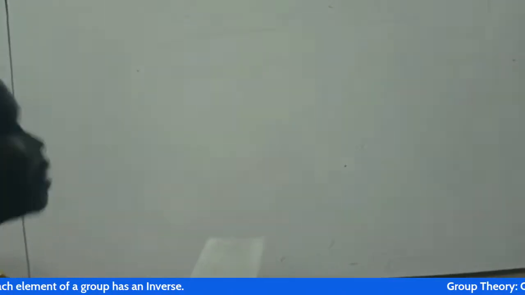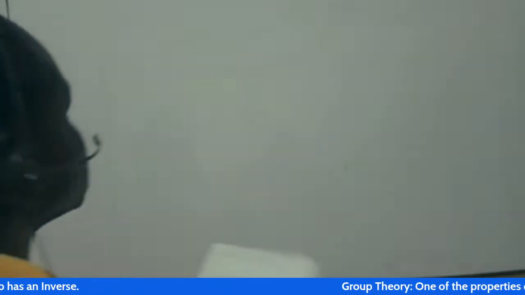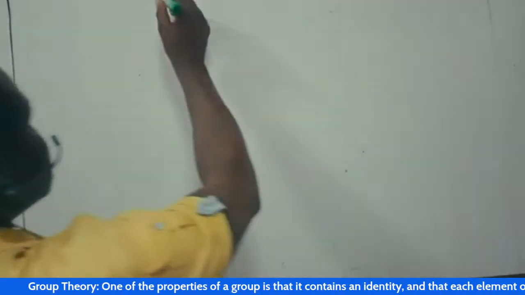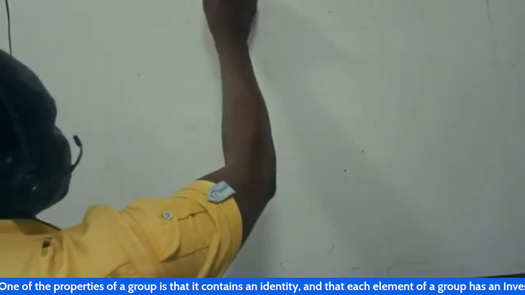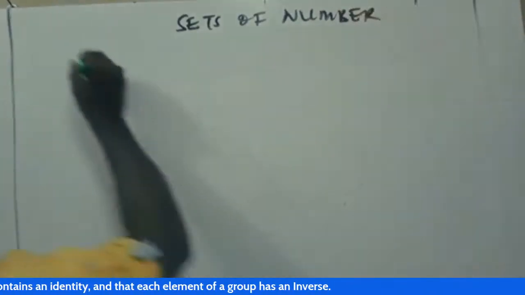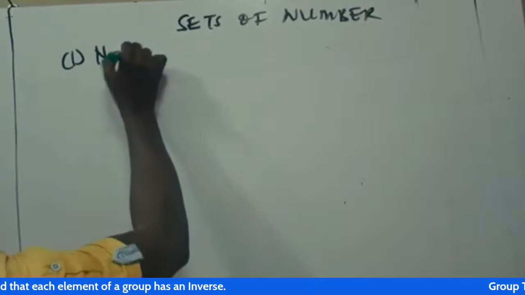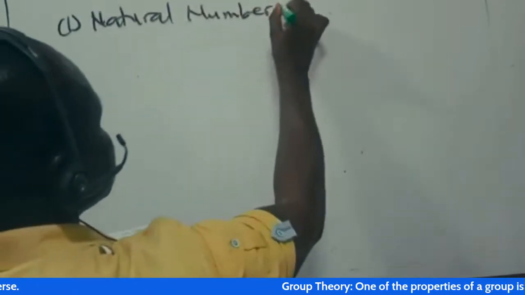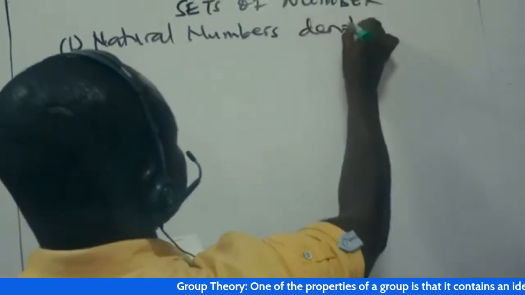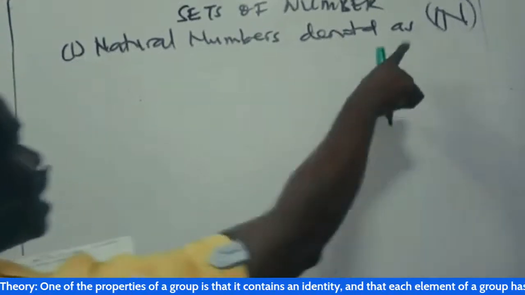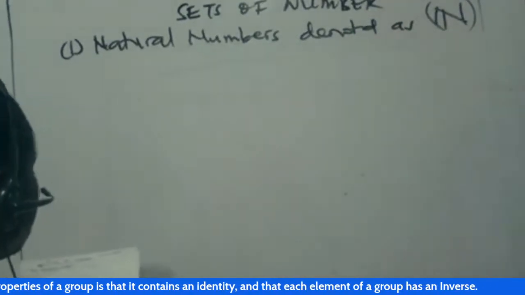Good day, everyone. Once again, you are welcome to Toilet online class. Just as I've introduced the set of numbers, the first set of numbers are called the natural numbers. This one is denoted as N, as we have it on the bottom.